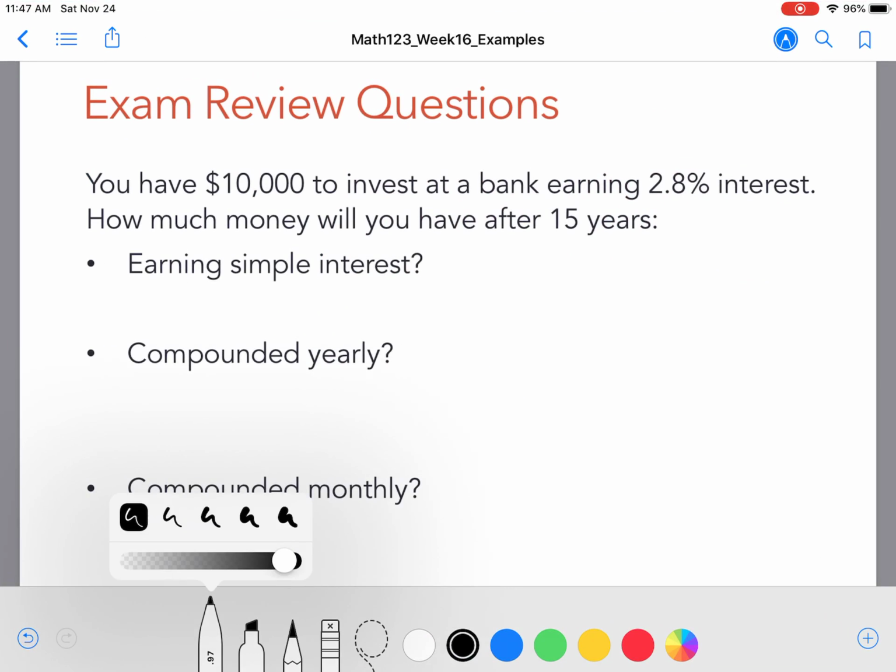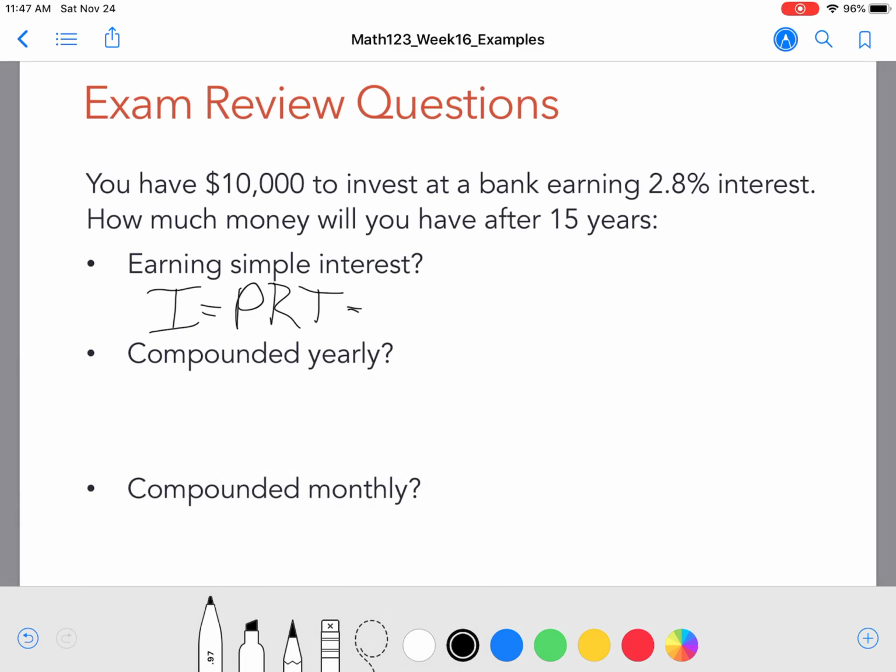So our first one that we're going to use is our I equals PRT, okay? So P is our principal. That's the amount that we're going to invest, which is our $10,000. Our rate is 0.028, so you always have to change your percent into a decimal. And then our time is 15 years. So we just multiply those 3 things. So I'm going to take my 10,000 times my 0.028 times my 15, and I get $4,200. So 4,200. That's the amount of interest that I earn, okay?